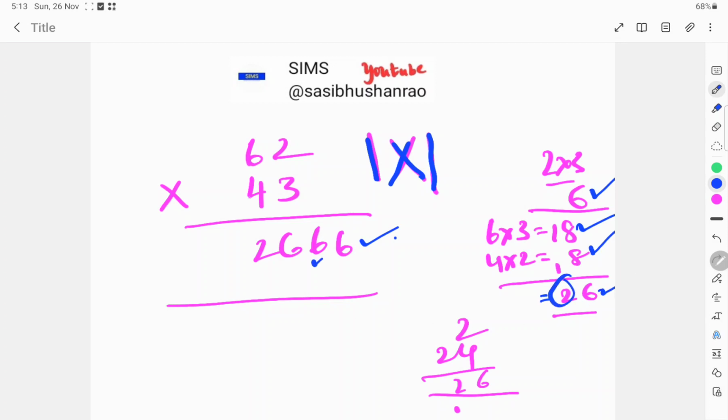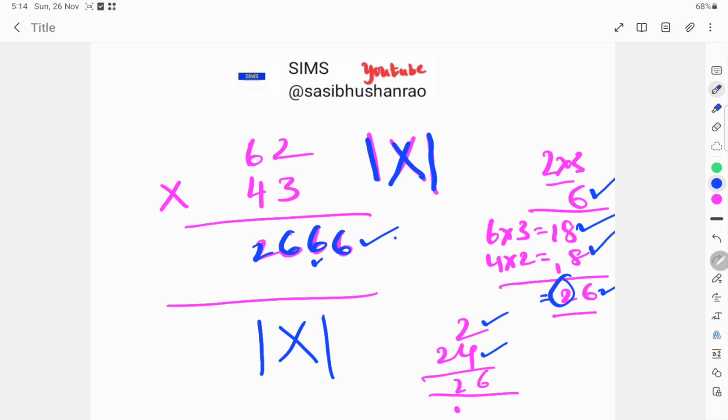After that, 6 into 4 straight. So 6 into 4 is 24, plus 2 is 26. Taking 26, so the answer is 2666. This is the multiplication crossing method. Easy: straight, cross, straight.